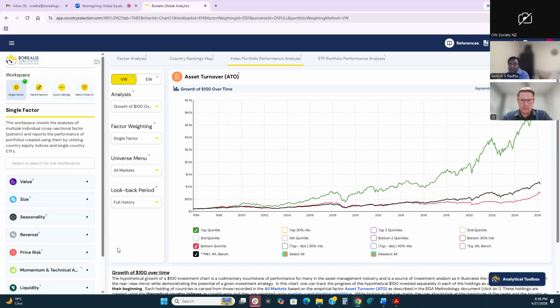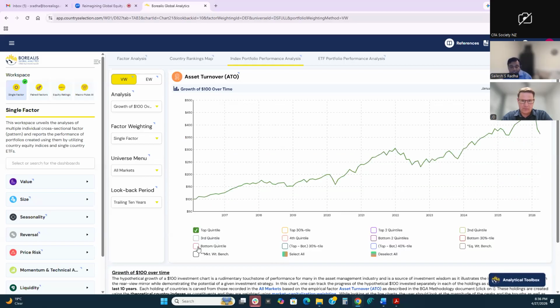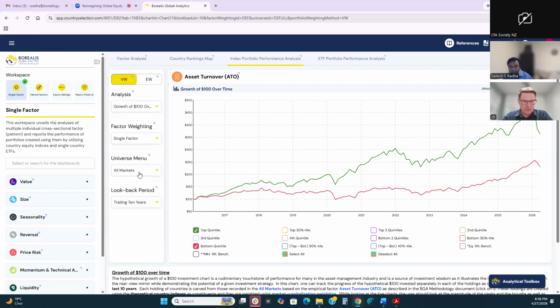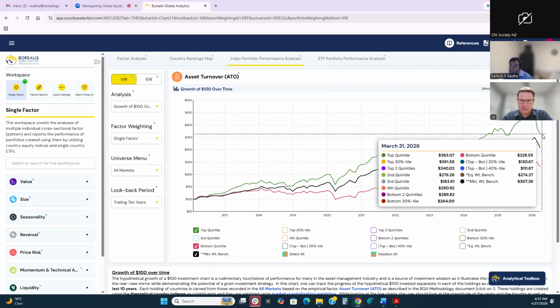Does the story change as we move across decades? We talked about factor persistence, right? Does the story change in the last 10 years? We look at the full history over 30 years. Let's look at trailing 10 years. Deselect all. Let's look at top quintile, bottom quintile, and the market. And I think I made an error previously. I should have chosen developed plus emerging. But let's stick to all markets at this point. That includes frontier too. Does the story change? No, the story doesn't change. So it's just been persistent.